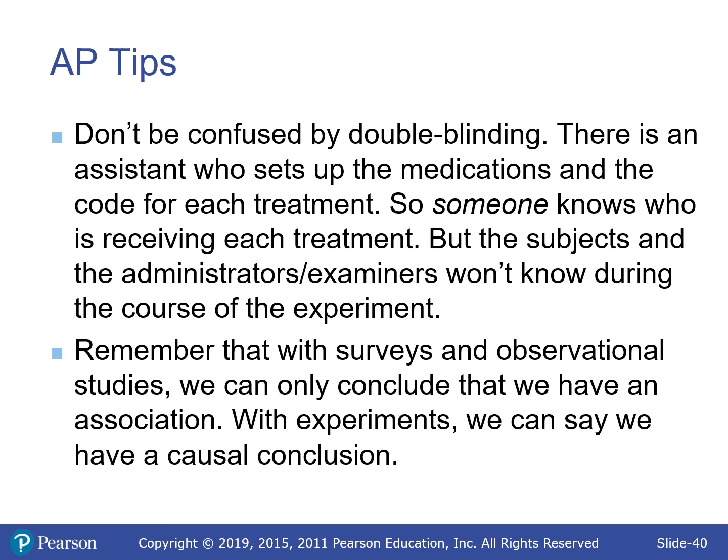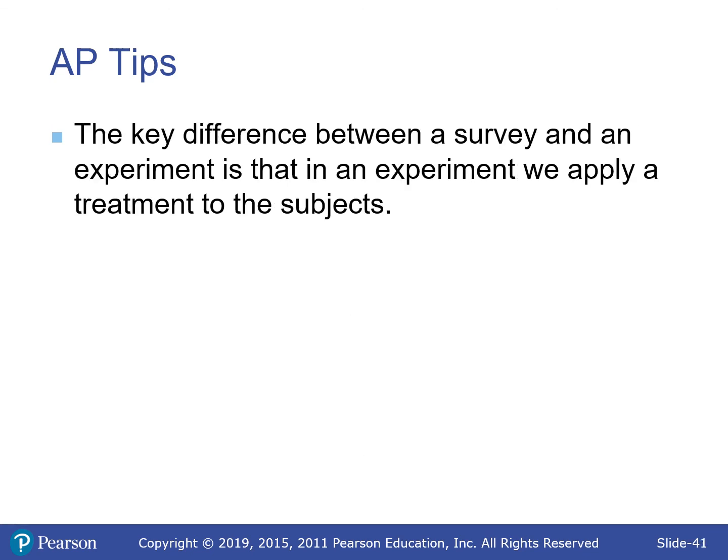Don't be confused by double blinding. There is an assistant that sets everything up. So somebody does know what's going on. It's not just random and nobody knows. And then surveys and observational studies, we can conclude that we have an association. With experiments, we can have cause and effect. And the key difference between a survey and experiment is that in an experiment, we apply a treatment. You impose a treatment. You say that you will do this.